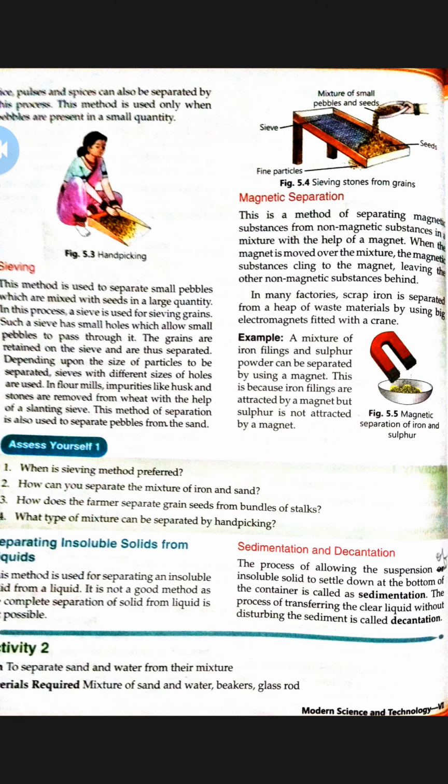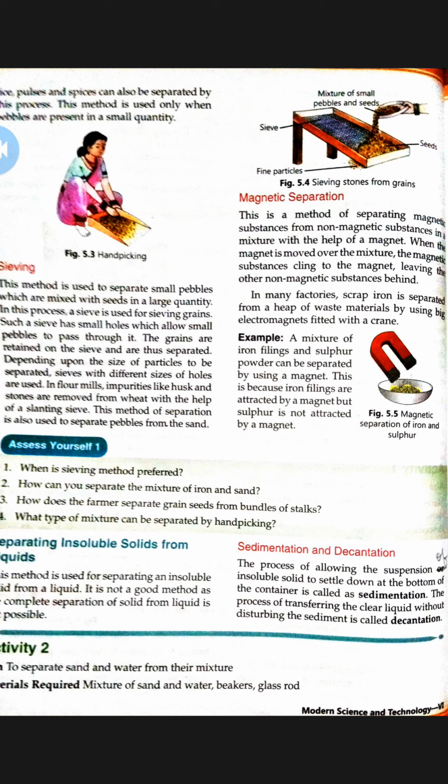Now, how to separate insoluble solids from liquids. This method is generally used for separating an insoluble solid from a liquid. It is not a good method as the complete separation of solid from liquid is not possible. In this method, whatever method is going to be told now, complete separation of solid from liquid is not possible. That's why it's not that good a method. But what is the method here?